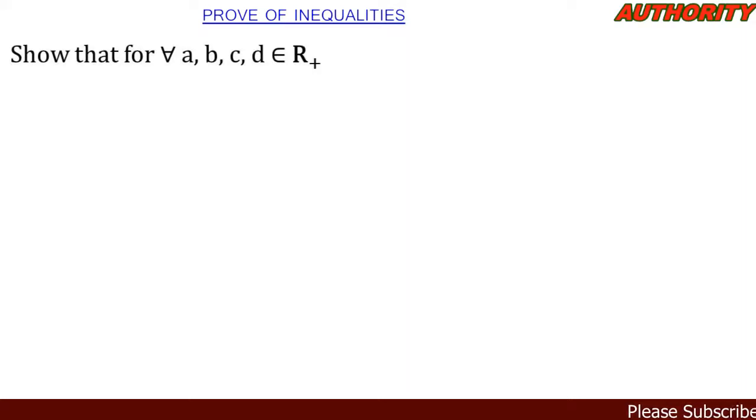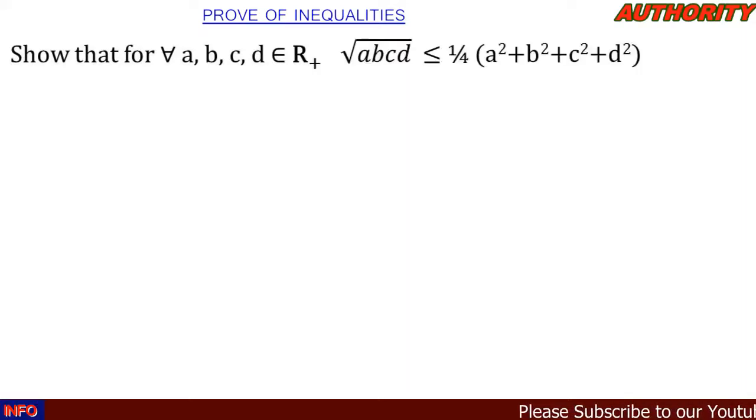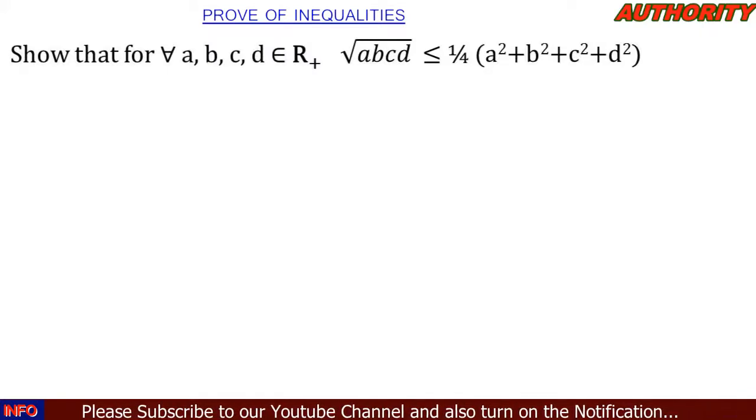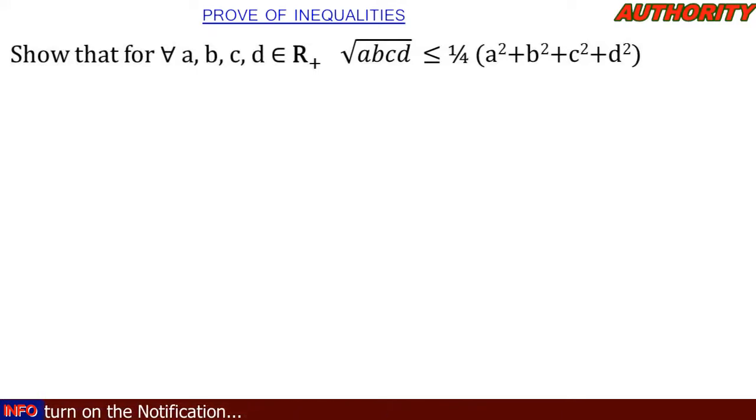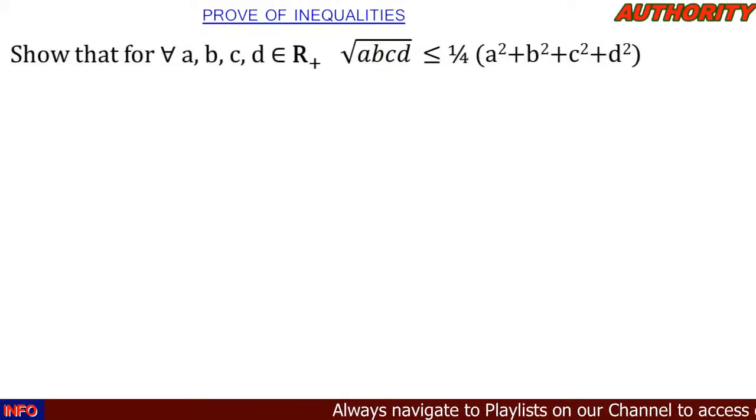Show that for all a, b, c, and d positive real numbers, the square root of abcd is less than or equal to 1 all over 4, open bracket, a square plus b square plus c square plus d square, close the bracket. So we are asked to prove that the square root of abcd is less than or equal to 1 all over 4, open bracket, a square plus b square plus c square plus d square, close the bracket.